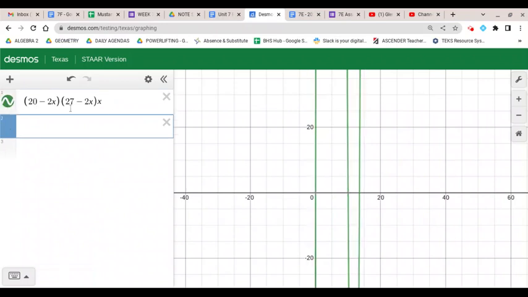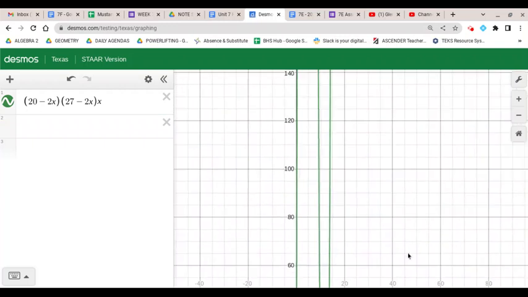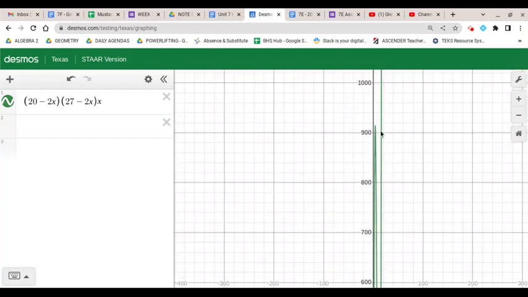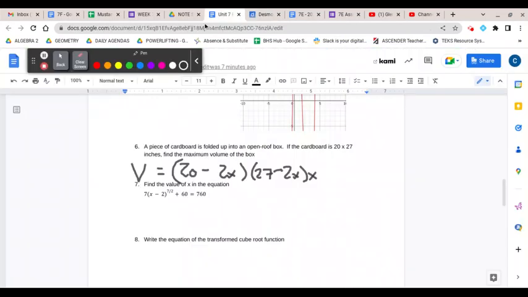All right, so 20 minus 2x, 27 minus 2x, times x. So here's our graph trying to find the maximum volume. So it's going to be our maximum y value. It's going to be up there at 914 inches cubed.